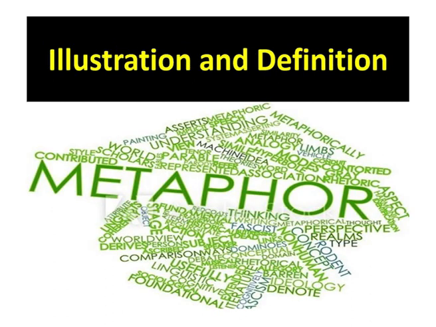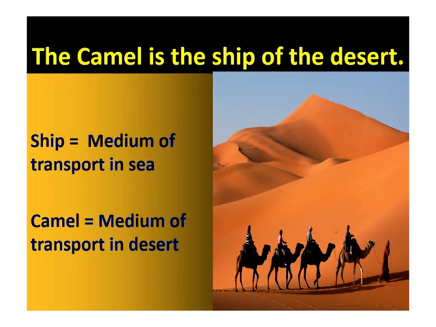Let us now look at metaphor. We will be following the same inductive method where we will look at illustrations first and then we will know the definition. Look at the statement. The camel is the ship of the desert. That means ship is the medium of transport in sea and camel is the medium of transport in desert. So here we are not explicitly comparing these two similar objects. We are trying to impose an implicit comparison between the camel and the ship.